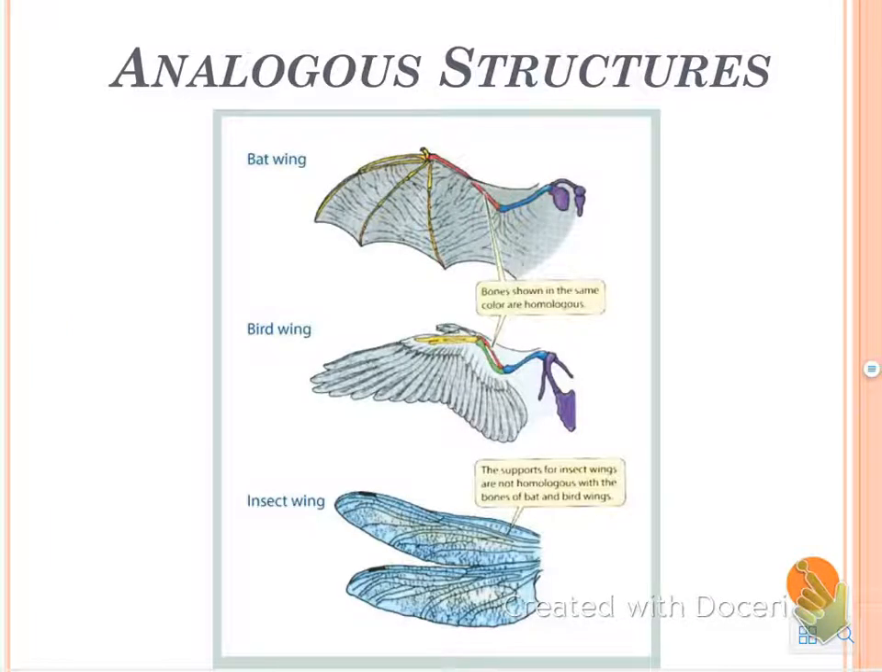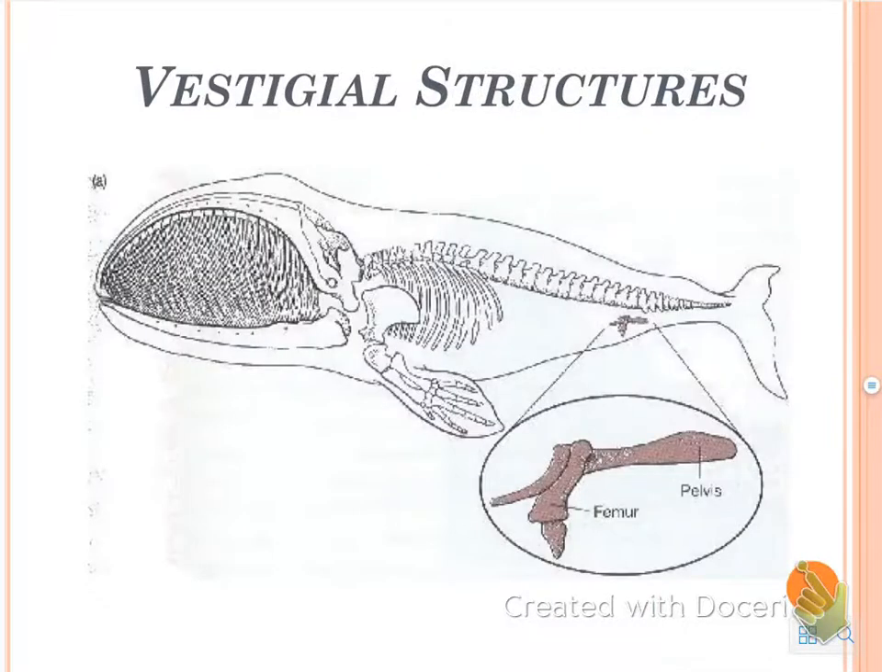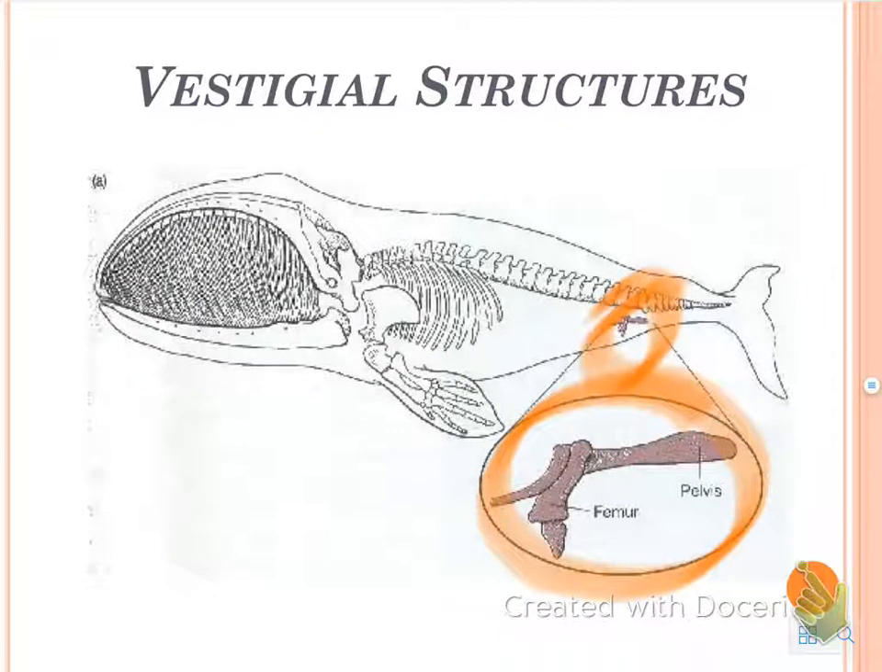Analogous structures, on the other hand, like we said, are the same function but different structures. So this shows a bat versus a bird versus an insect. A bat's a mammal, a bird is a bird, and then an insect is not even a vertebrate, but they all help them fly. And then here's an example of a vestigial structure. So it actually shows you how there's the femur and the pelvis that exist in the whale, but they don't function for it. So they don't have a function, but at one point in time they used to.